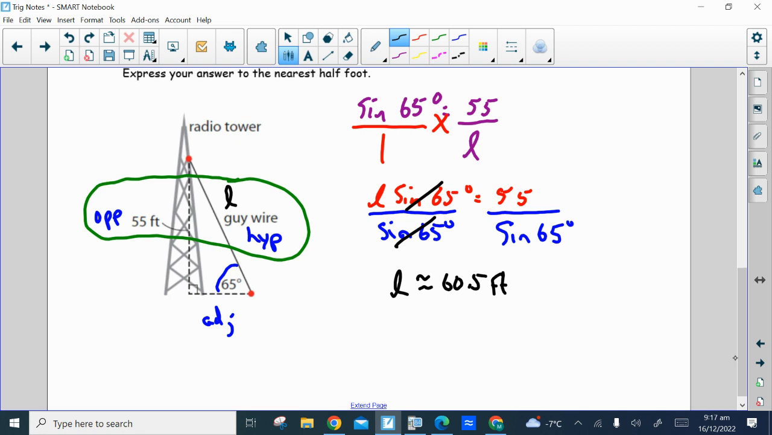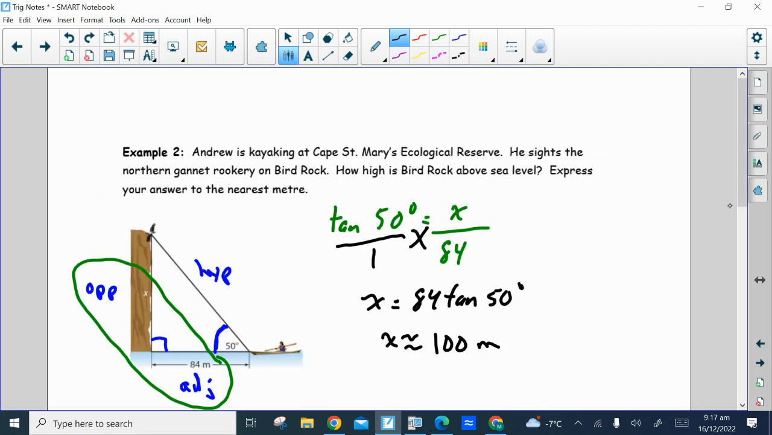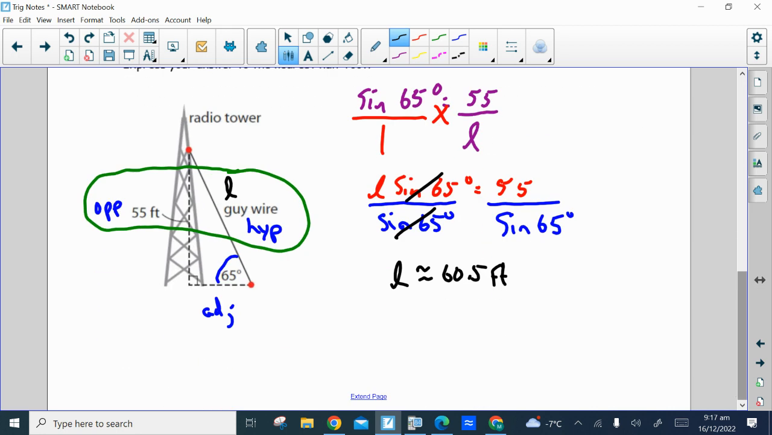Okay? All right, we'll stop there. I'll hand out the assignment. This assignment, I will post the solutions to Google Classroom. We'll do some more of this on Monday, and then I will be collecting that assignment for marks on Monday.